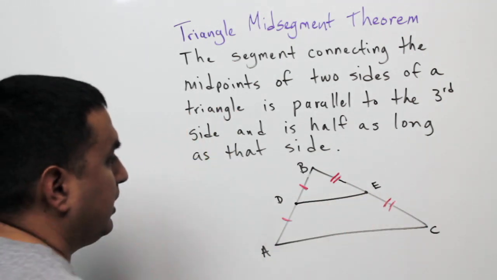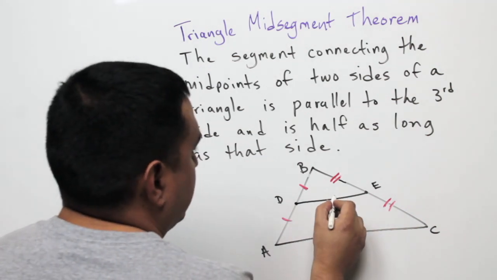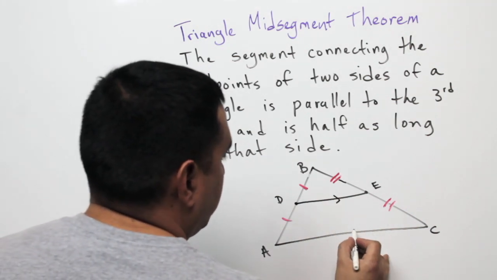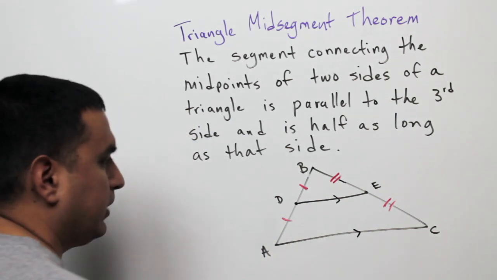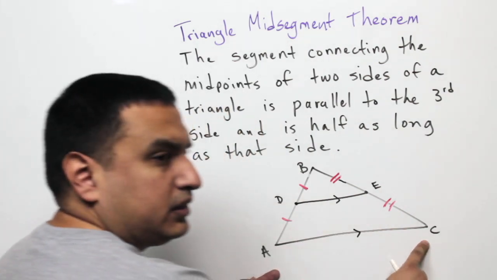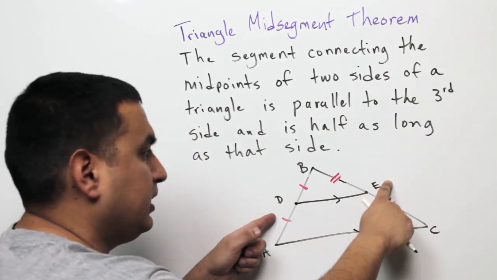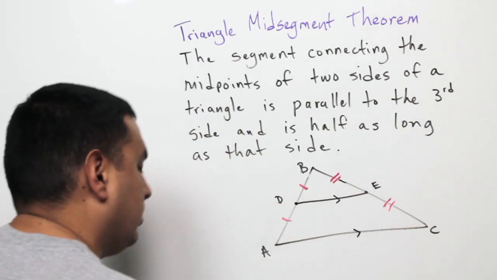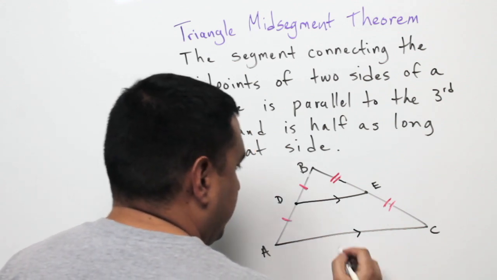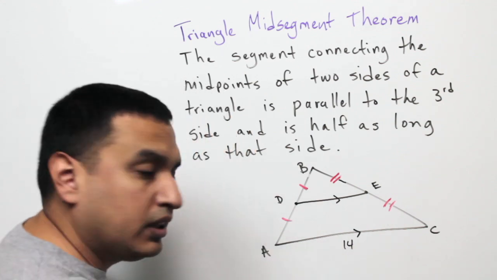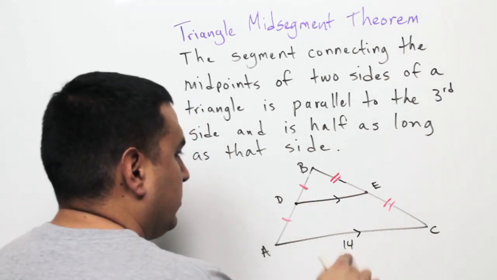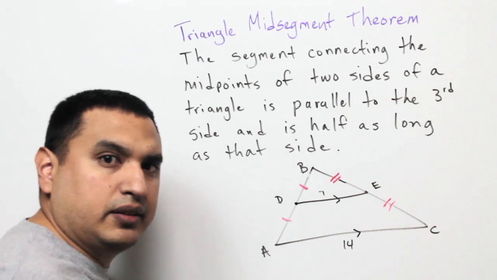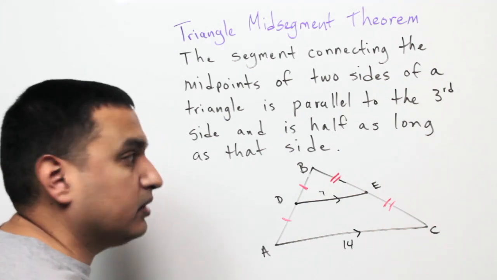And now if I connect these two midpoints, two things happen. One of them is that this segment here is parallel to this segment there. And whatever the length of AC is, segment DE is half of that. So let's say that AC happened to be 14 units long, then I would know that segment DE is going to be half of 14, which would be 7. Okay, that would be an example of the midsegment theorem.